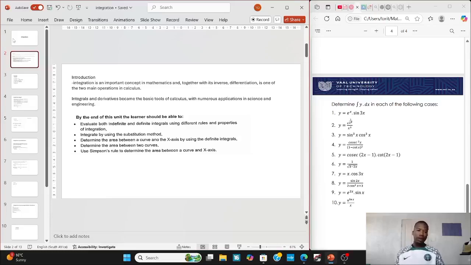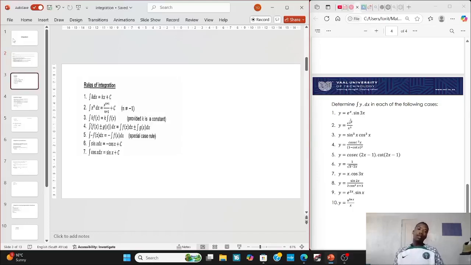By the end of this unit, the learner should be able to evaluate both indefinite and definite integrals using different rules and properties of integration. Integrate by using the substitution method, which we call the U substitution, right? Determine the area between a curve and the x-axis by using definite integrals. Determine the area between two curves. Use Simpson's rule to determine the area between a curve and the x-axis. These are some of the rules that we have to follow in order to solve integration problems.